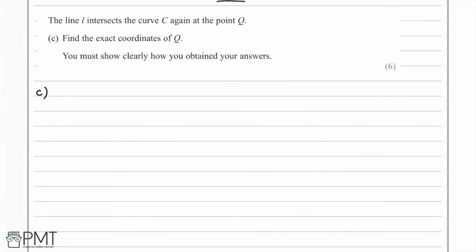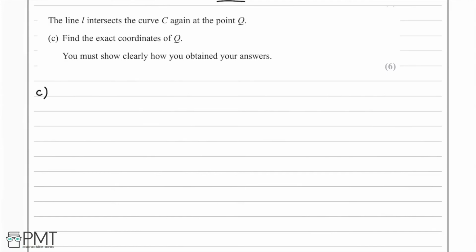Now taking a look at part C of this question, we're told that the line L intersects the curve C again at the point Q. So we already know that the line L intersects the curve C at the point P from part B, but we're now told that the line intersects the curve again at the point Q. What we're being asked to do is to find the exact coordinates of Q.